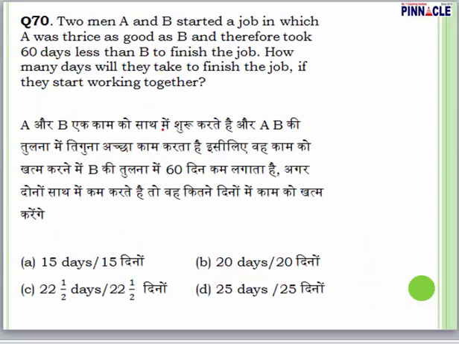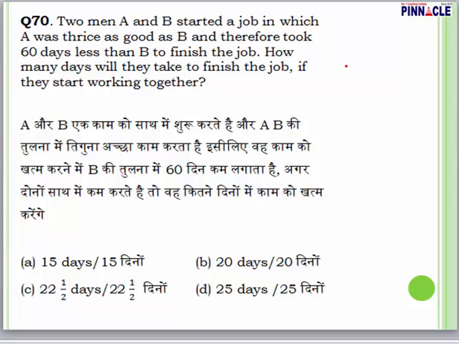Question number 70. Two men A and B started a job in which A was thrice as good as B and therefore took 60 days less than B to finish the job. How many days will they take to finish the job if they start working together? This is also a very important question, and nowadays it is very common in SSC CGL. This is a very frequently asked question. A is thrice as good as B. It means A takes 3 times less time as compared to B.